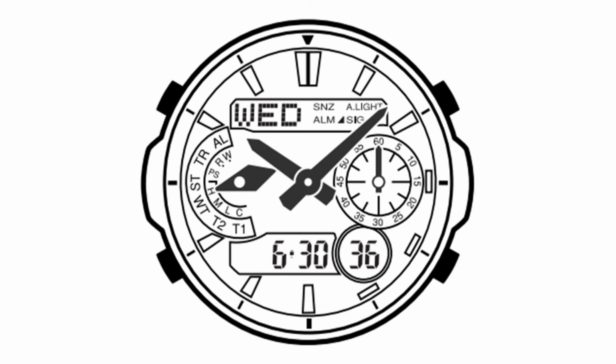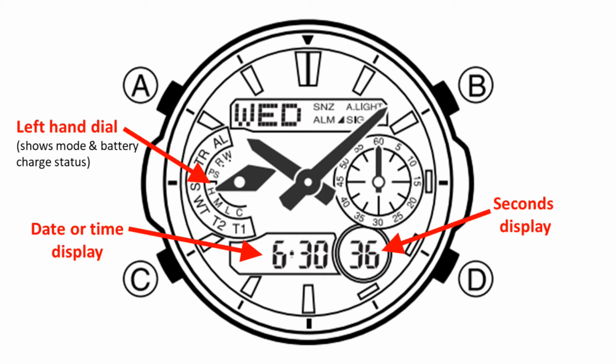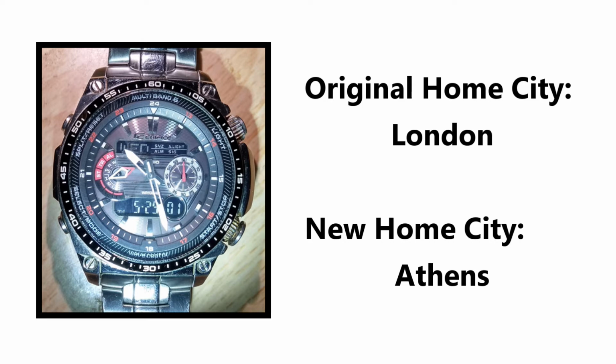Watches using this module have 4 buttons on the side of the case. They are designated A, B, C and D. Note that the left-hand dial indicates the presently selected mode that the watch is in, and also the battery charge status. Let's assume that initially I'm in England and my home city is London. I'm holidaying in Cyprus, which keeps the same time as Greece, so Athens is the new home city I need to set. This is how you do it.